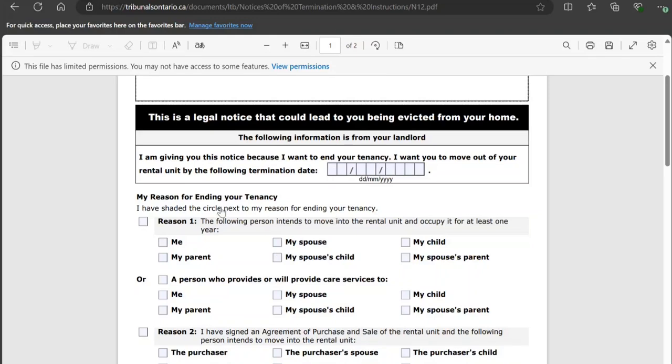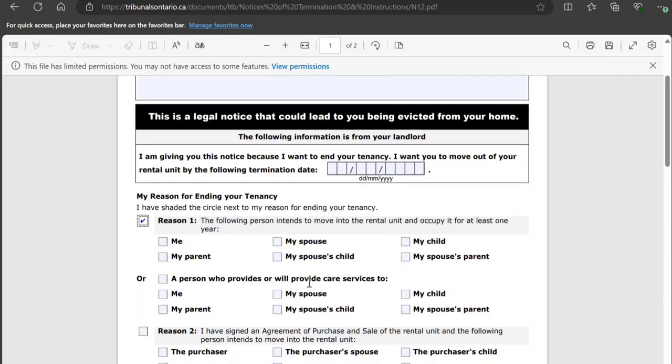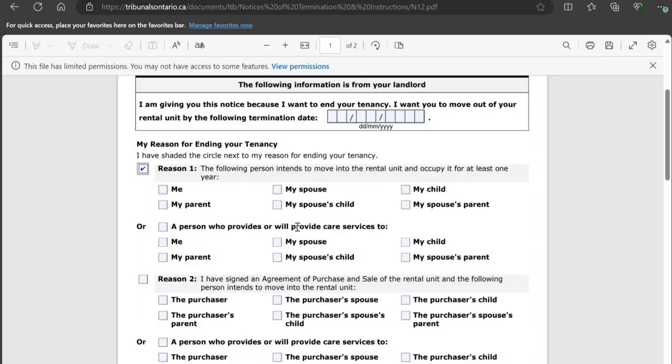Now, the reason is very important. The following person intends to move into the rental unit. So it could be you, your spouse, your child, your parent, your spouse's child, your spouse's parent. These are the eligible family members, or a person who provides or will provide care services to the same eligible family members. So if you say that your sibling is moving in, your sibling is not a valid reason for this form.